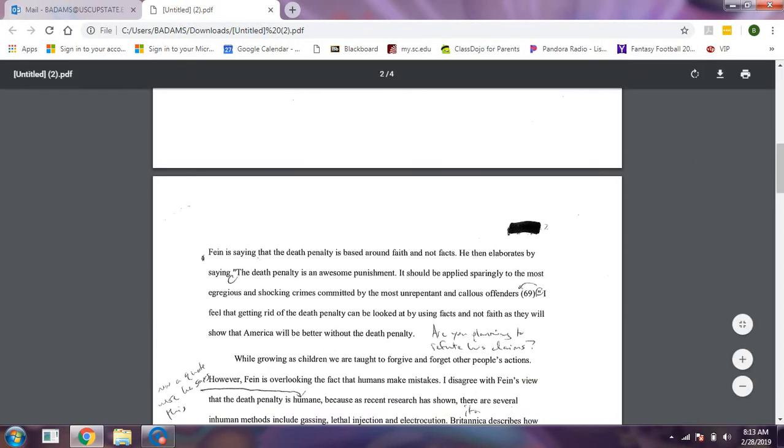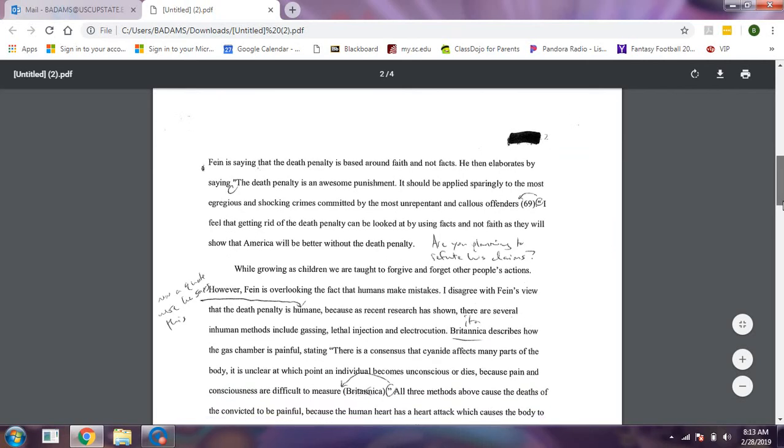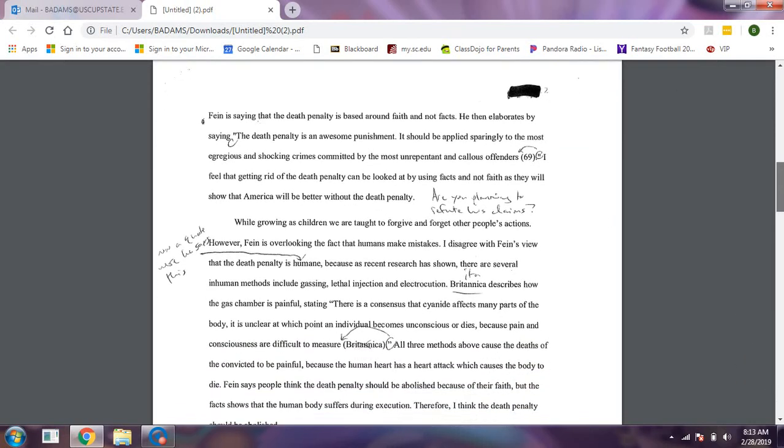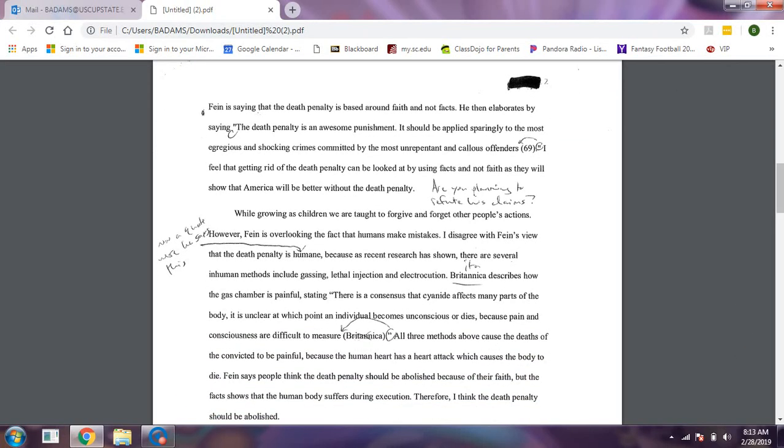"Basically, Fine is saying that the death penalty is based around faith and not facts." Kinda. When he says faith here, we got to make sure we're getting the right interpretation of faith. "He then elaborates by saying, the death penalty is an awesome punishment. It should be applied sparingly to the most egregious and shocking crimes committed by the most unrepentant and callous offenders."